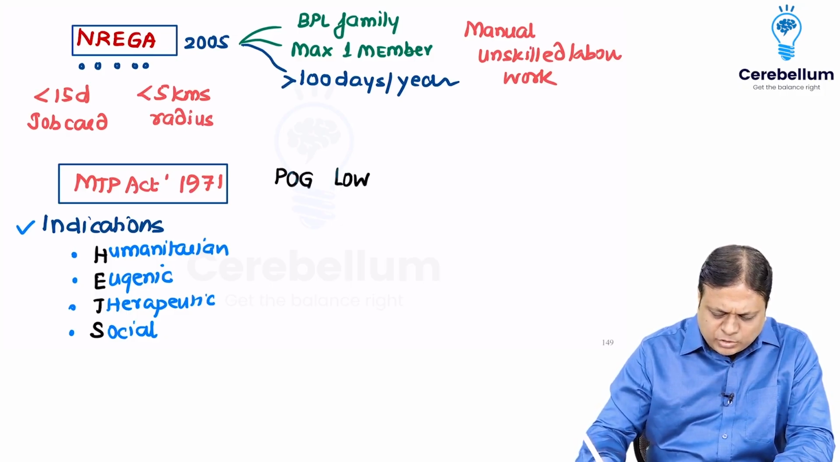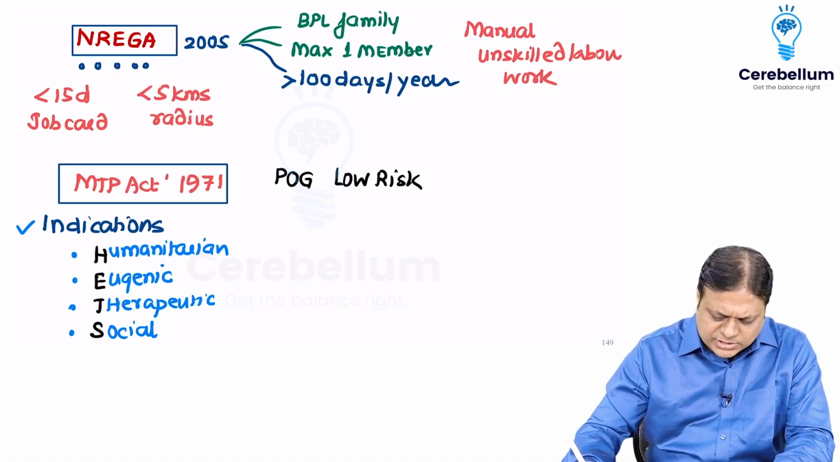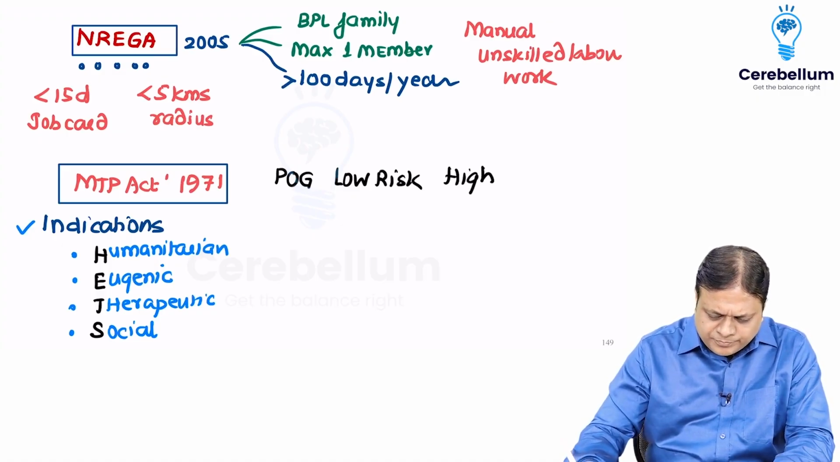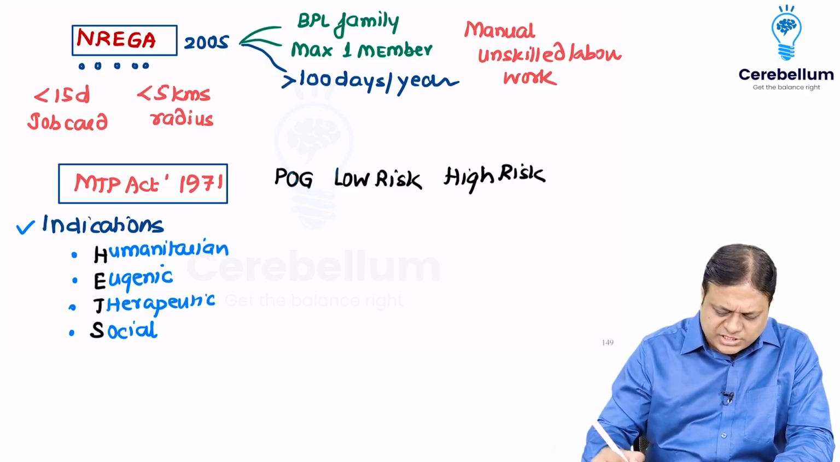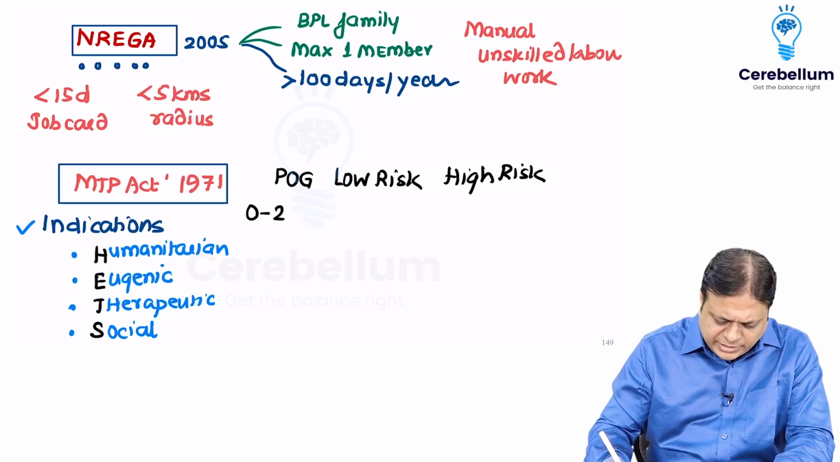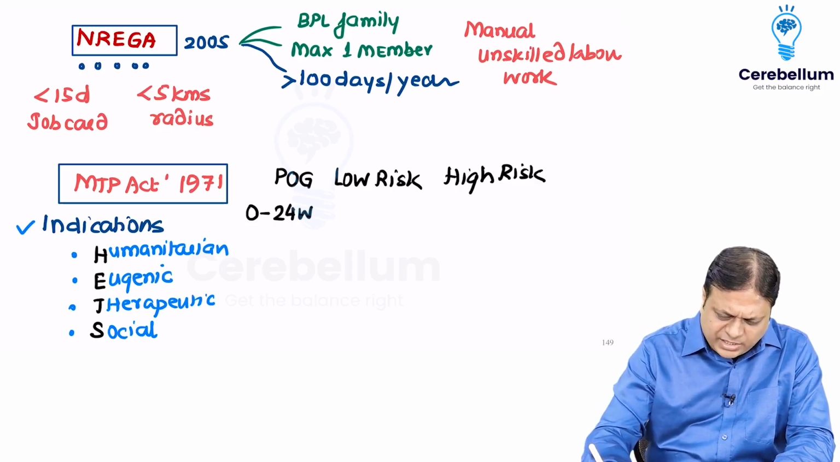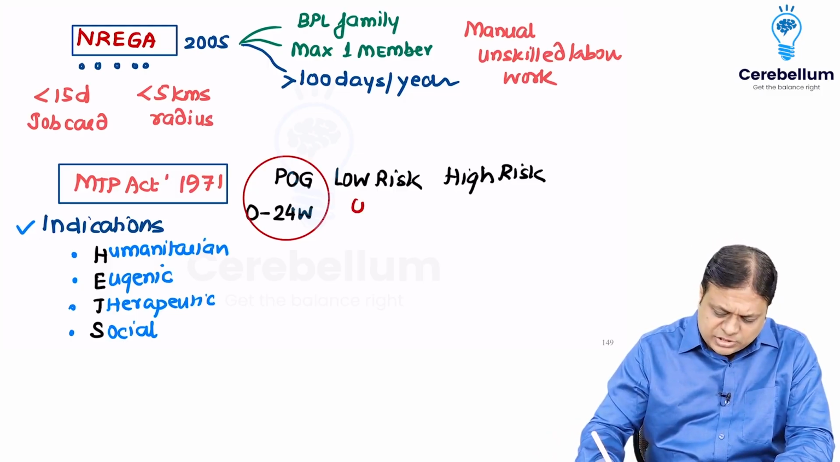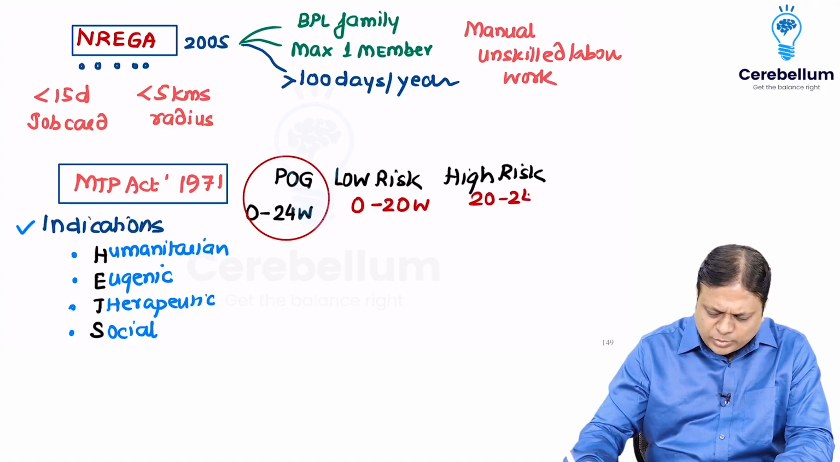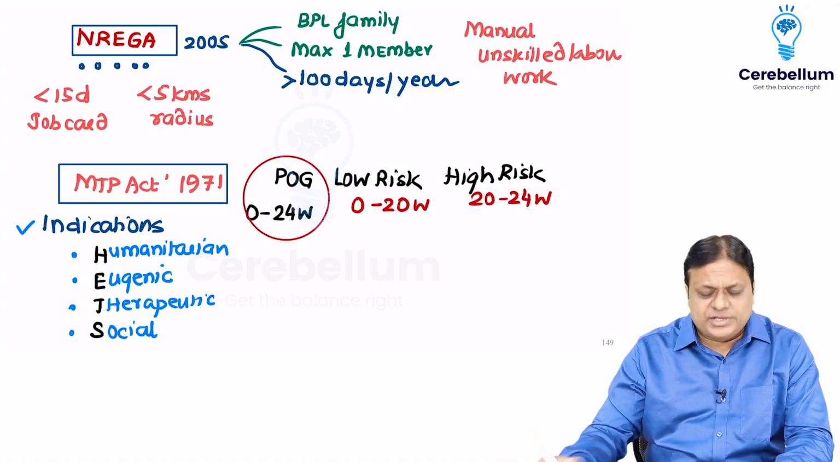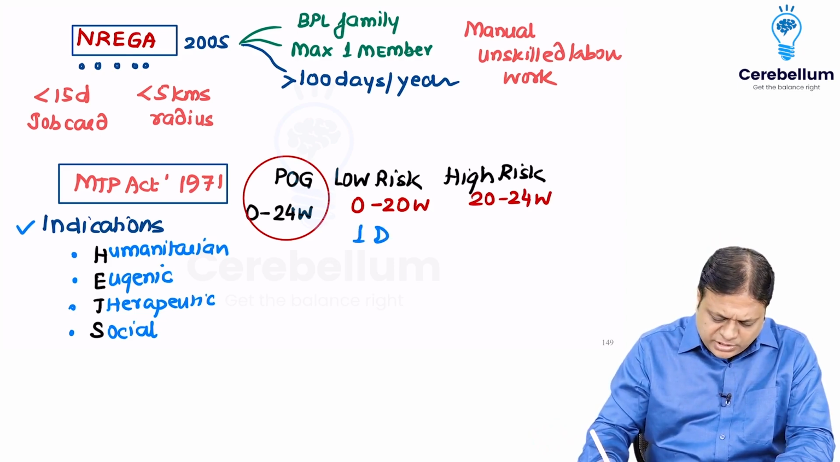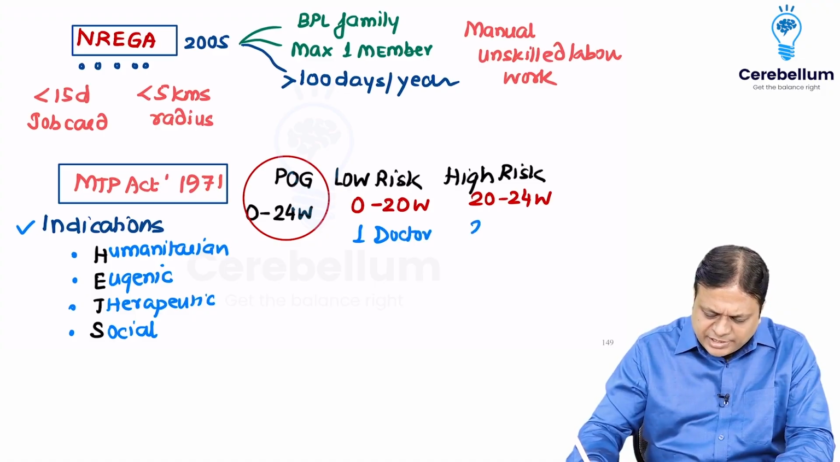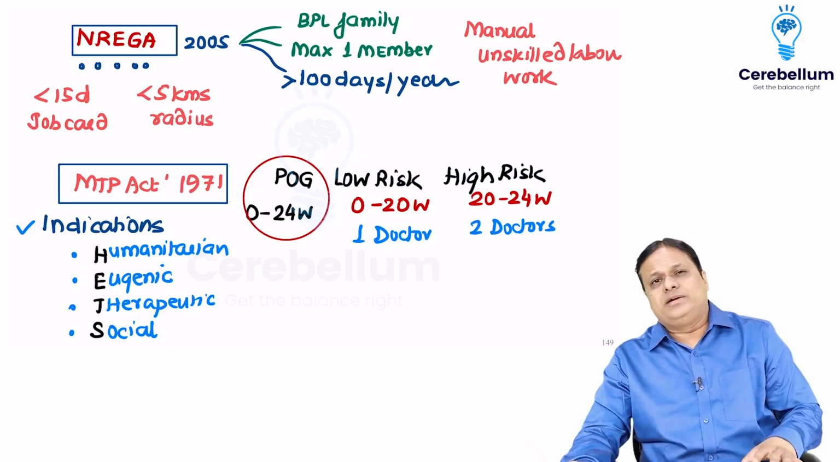It is divided into 2 parts, low risk, high risk. When we look at period of gestation, it is permitted in India up to 24 weeks period of gestation only. Low risk is 0 to 20 weeks. High risk is 20 to 24 weeks. Low risk, only one doctor's opinion is sufficient. High risk pregnancy, 2 doctors are minimum required.